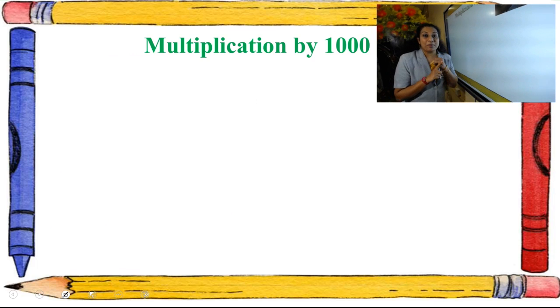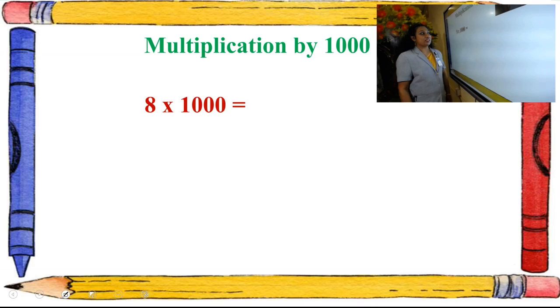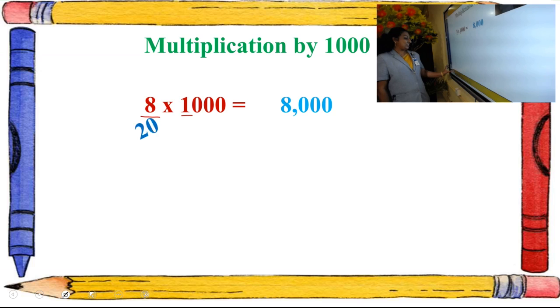While multiplying a number with 10, we learned you have to multiply it with 1 and add 1 0. Multiplication by 100, what will you learn? Multiply by 1 and add 2 zeros. And now it is multiplication by 1000. So what will you do? You will add how many zeros? 3 zeros. Multiplication by 1 is the same answer. 8 into 1, 8 and add how many zeros? 3 zeros. That is 8,000. Next question.